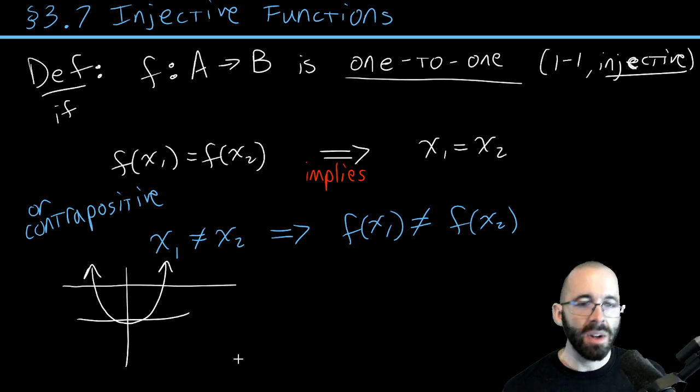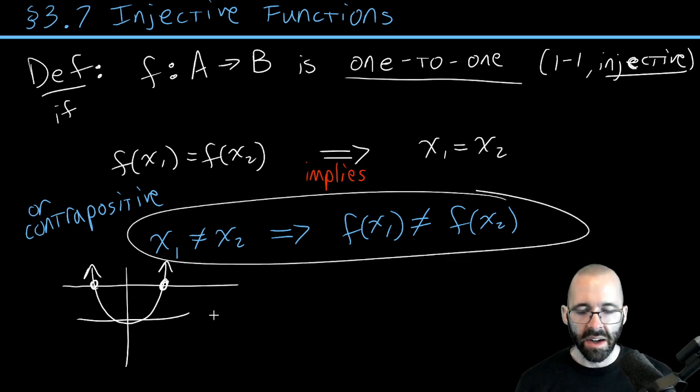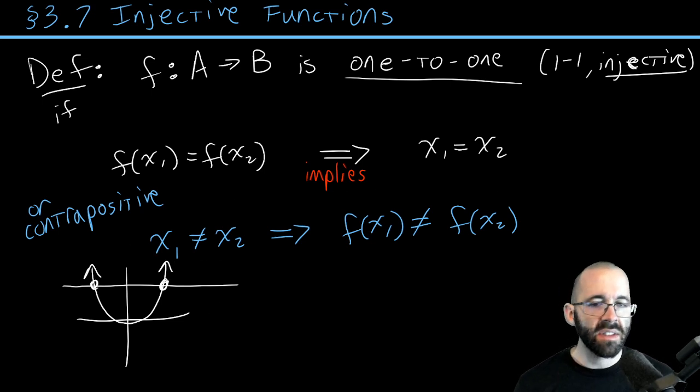And that's what the definition is really saying, right? If we have two different inputs, they can't have the same output. That's what the contrapositive says right here. If we have two different inputs, they can't have the same output. So something like this is not injective.